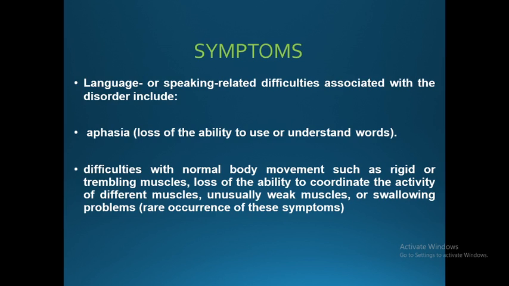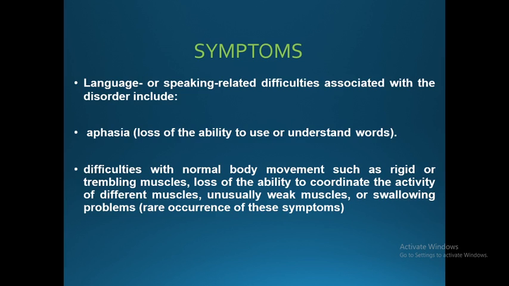This language problem includes aphasia. What is aphasia? Loss of ability to use or understand words. Sometimes we may feel like the patient is just blabbering and is not understanding what we say. Yes, that's normal in this condition. When the frontal lobe gets damaged, aphasia could happen. There are also difficulties with normal body movements such as rigid or trembling muscles.